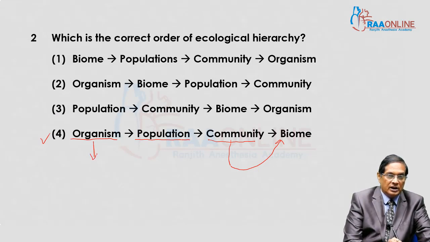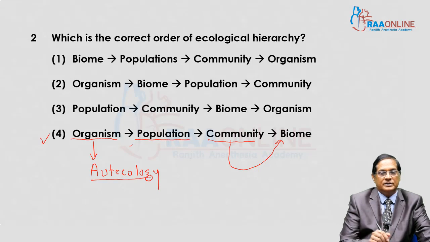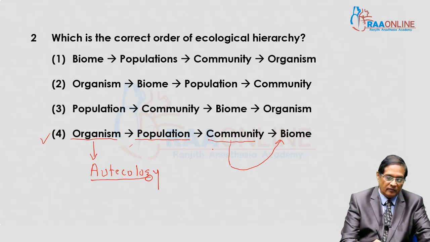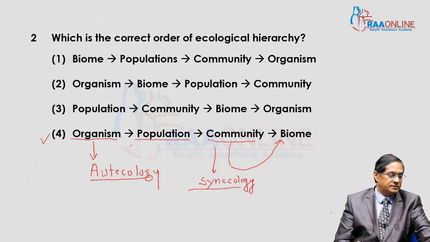The study of an organism, or even a population, that is a particular type of organism and its environment, is known as autoecology. Autoecology is the study of a species or a population with its surroundings, the interrelationships of a particular species and its environment. Whereas the study of different communities is synecology. Syn means together. So synecology deals with the study of communities with their relationships with the environment.